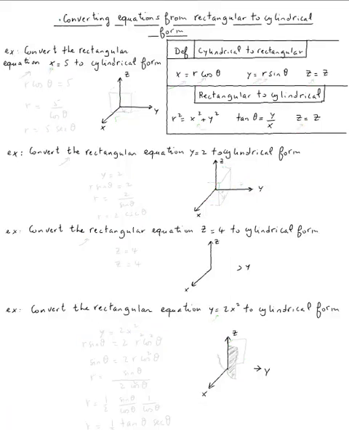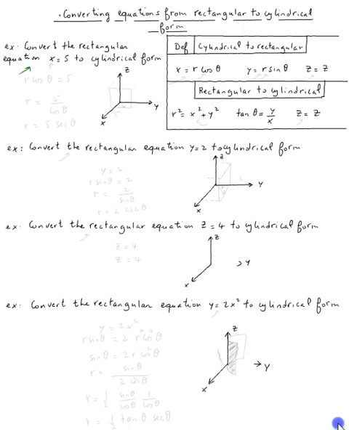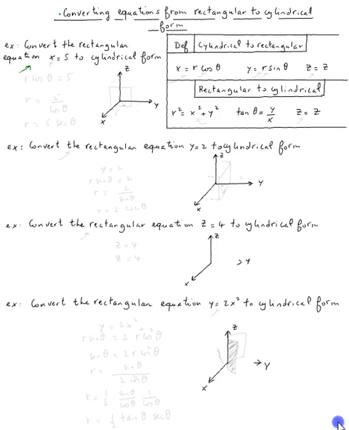The topic is converting equations from rectangular to cylindrical form. So let's do the first example. Convert the rectangular equation x equals 5 to cylindrical form. Alright, so to convert from rectangular to cylindrical, we use these.